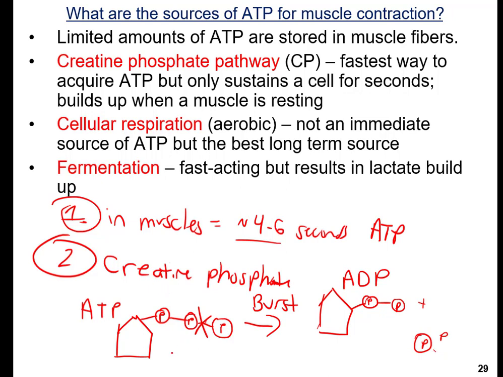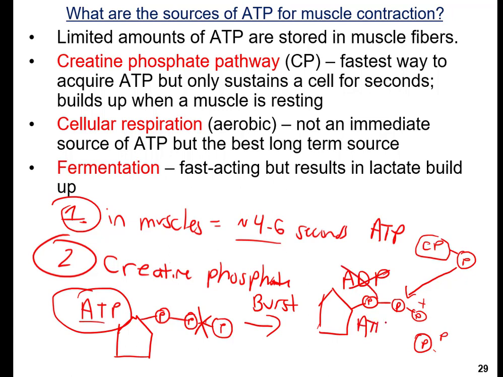So if we want to make more ATP, something we can do is use this molecule called creatine phosphate. Creatine phosphate has one single phosphate stuck on it. And what can happen is this creatine phosphate can give away its phosphate, and now it can reconvert ADP back into ATP. So creatine phosphate can give away its phosphate.